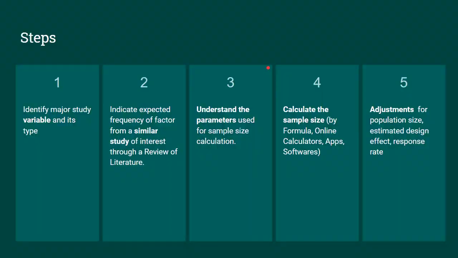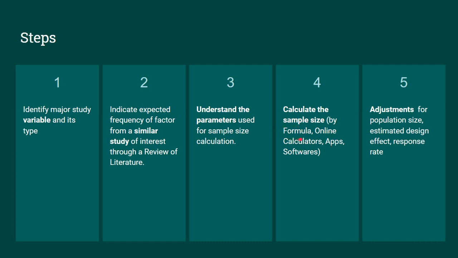We have 5 major steps in sample size calculation. First, we need to identify the major study variable and its type, whether it is a number or a percentage. After identifying the major study variable and its type, step 2 is doing a thorough review of literature and identifying the expected frequency from a similar study. Step 3 is understanding the parameters used for sample size calculation, followed by calculating the sample size, which can be done by formula or online calculators, apps and softwares.